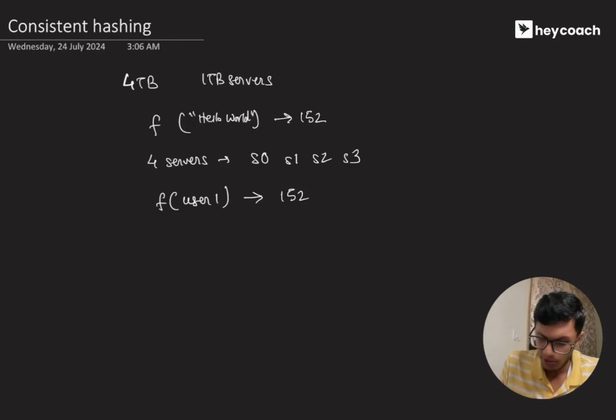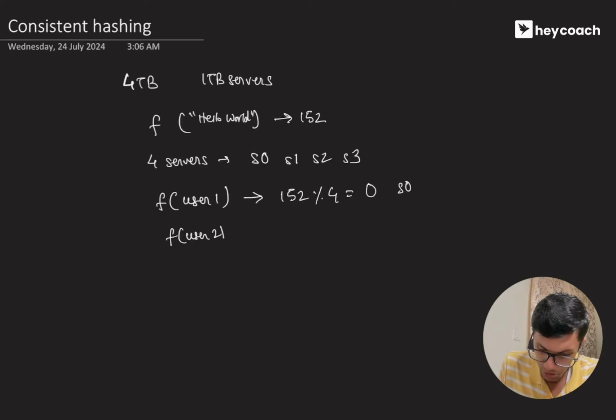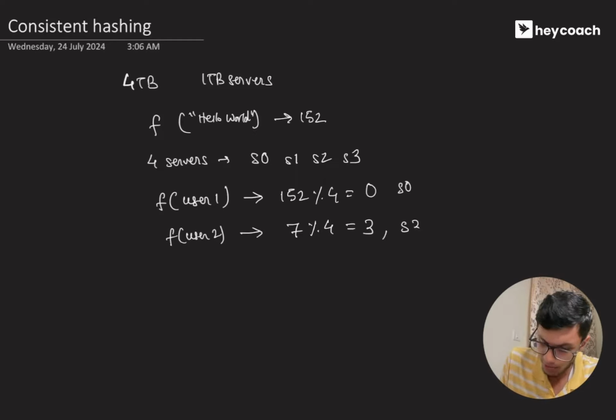And then since we have 4 servers, we'll do a modulo 4. So now this would give me 0. So this means that the data for user 1 would reside in server 0. Okay, now let's take another example. Like for example, if I do user 2 and let's say it gives me 7 as output, the hash value. I do a modulo 4 and over here I get 3. So now we can say that the data for user 2 will reside in server 3.